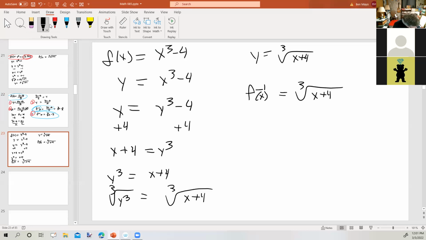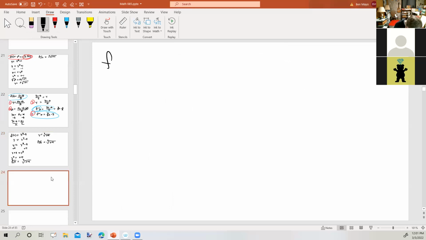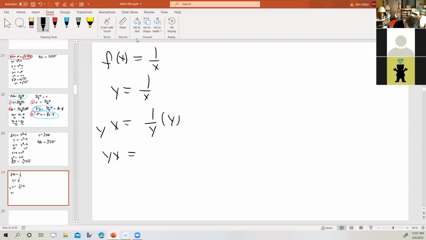Okay. Let's take a look at this one. This is a one-to-one function. So step number 1, replace f of x with y. Step number 2, interchange x and y. Step number 3, solve for y. So I'll multiply both sides by y. I get yx equals 1. Divide by x, and I get y equals 1 over x. Step number 4, replace y with f inverse of x.